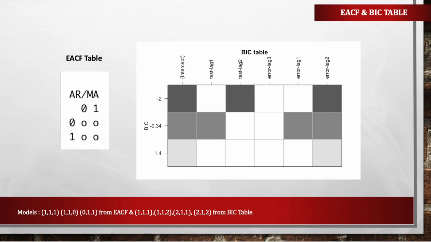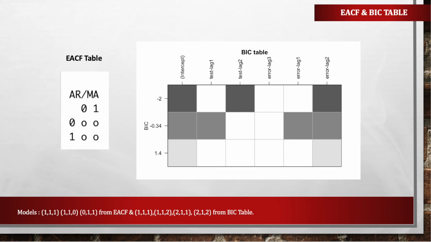Next up, to forecast the next 10 years temperature, we first need to select a fitting ARIMA model for this time series. So here we draw an EACF and BIC table through RStudio, and here's how they looked. We chose models 111, 110, 011 from the EACF table and 111, 112, 211, 212 from the BIC table.